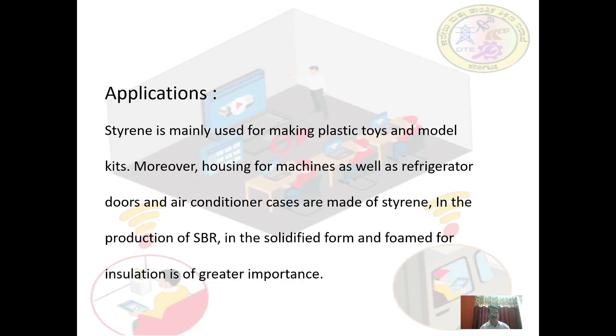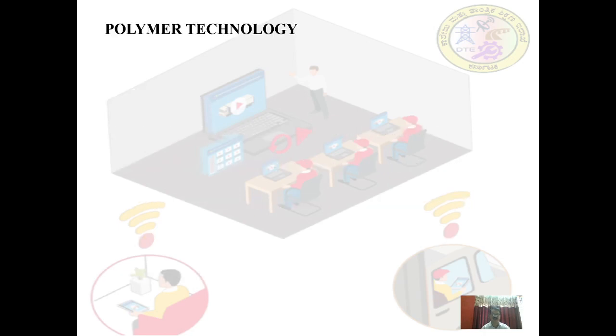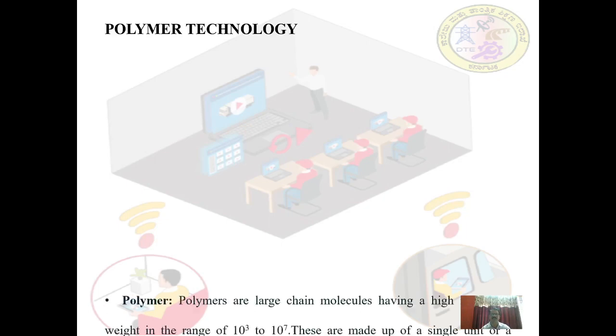So this is about ethyl benzene and styrene, which is made from ethyl benzene. Ethyl benzene is made by alkylation of benzene with ethylene. Right. Then next we'll discuss polymer technology. We'll see some of the definitions and nomenclature.